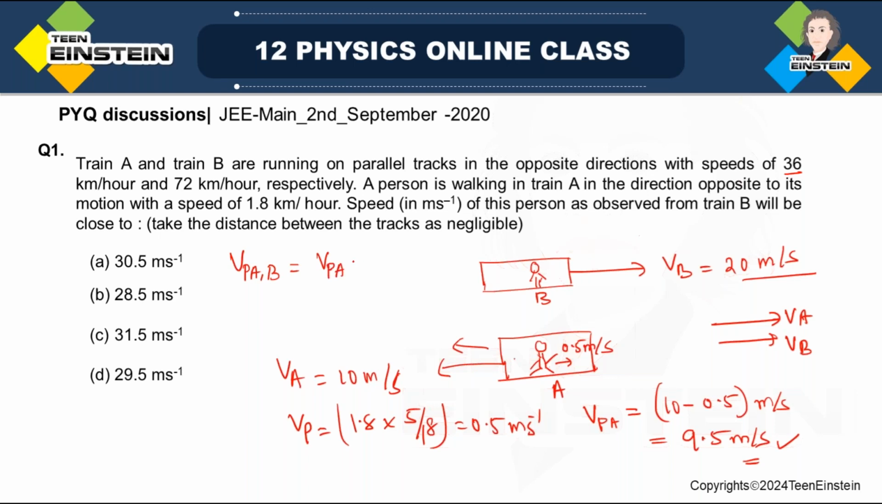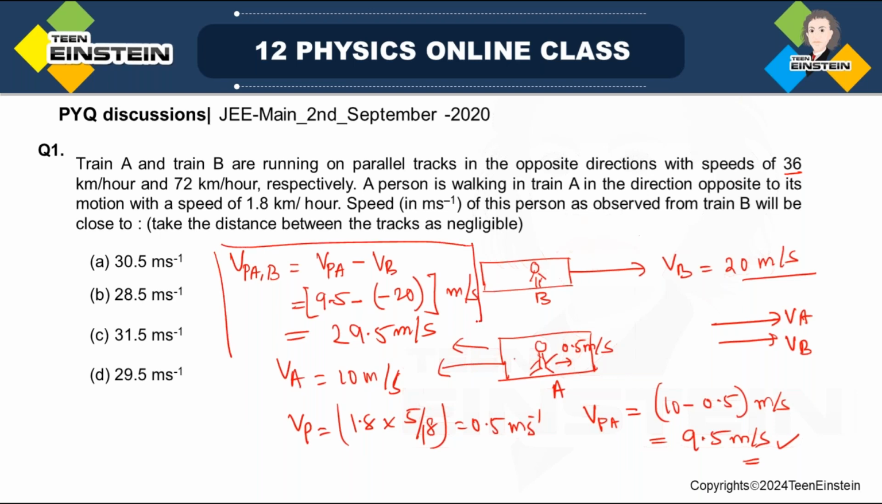So I have to write VPA minus VB. See, if I just consider the direction, this is actually 9.5. Now they are not in the same direction. In the opposite direction, I have to write it here 20. This is meter per second. So it will give you 29.5 meter per second. Okay, so this is actually the answer.